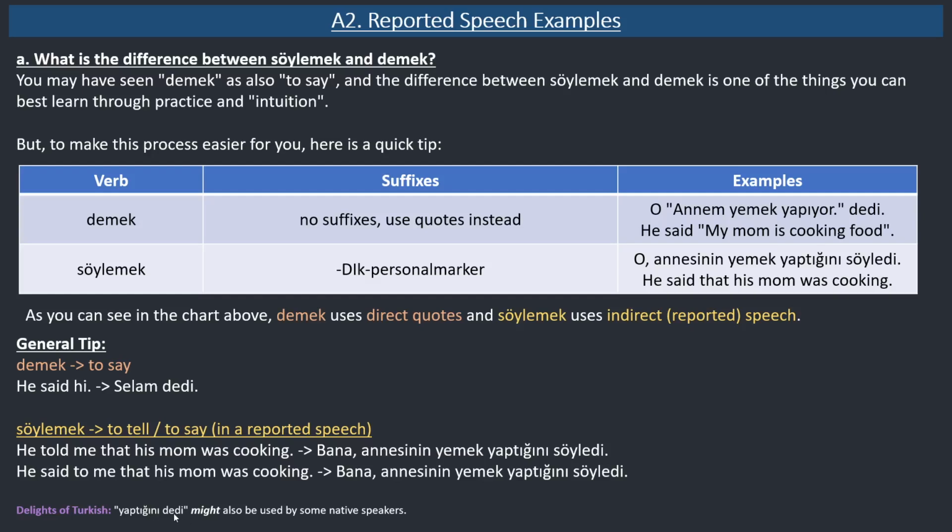But yeah, söylemek teams up with that. Like he said that. Yaptığını söyledi. The that part is used with söyledi. And yaptığını dedi. Yaptığını dedi might also be used by some native speakers. There are of course rules of the grammar, but people don't always care about the rules. They just say whatever they think is right or whatever they feel like saying. You might hear yaptığını dedi, but in the standard speaking, or when you're writing an essay, or an official thing, if you want to say like that, you say yaptığını söyledi.